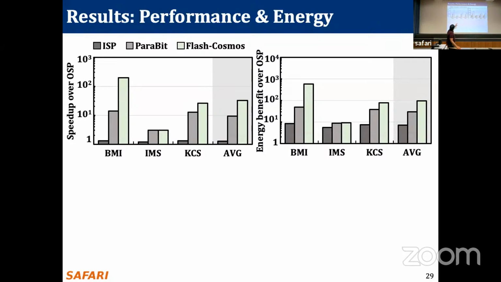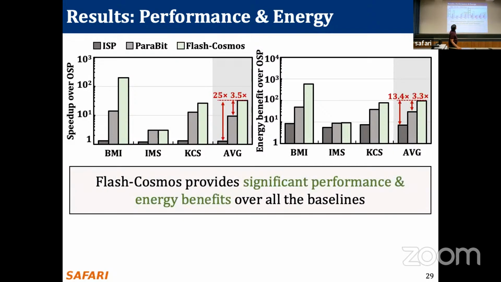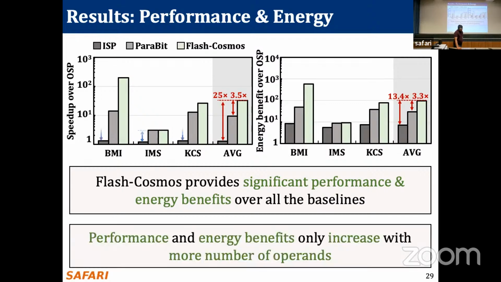On the left side, we see the result for the overall speedup, and this is normalized to the outside storage processing. And on the right side, we see the energy benefit that we get from Flash Cosmos. Flash Cosmos actually improves the performance by up to 3.5 times over Parabit, which is the state of the art, and also over 25 times over ISP. And the energy efficiency that we get is up to 3.3 times over Parabit and 13.4 times over ISP.